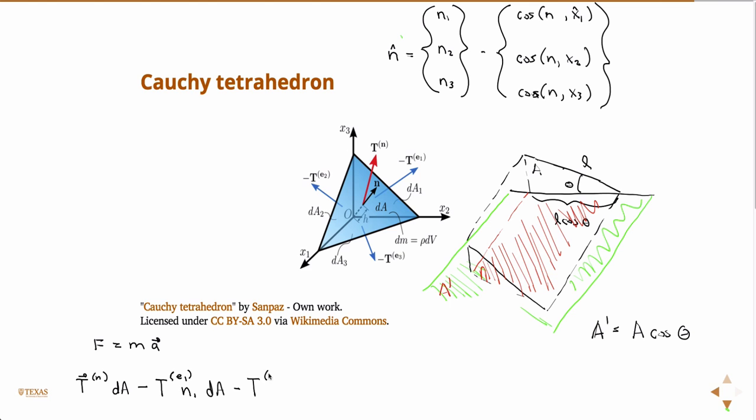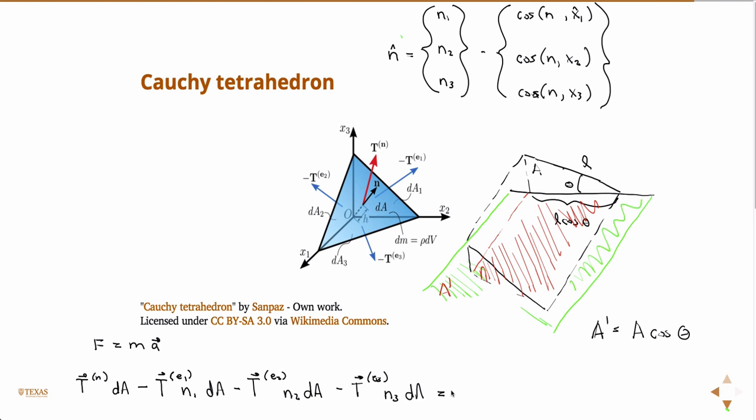So T^e2 n2 dA, minus T^e3 n3 dA. Right, so that's the sum of the forces. That's all forces, F equals ma.